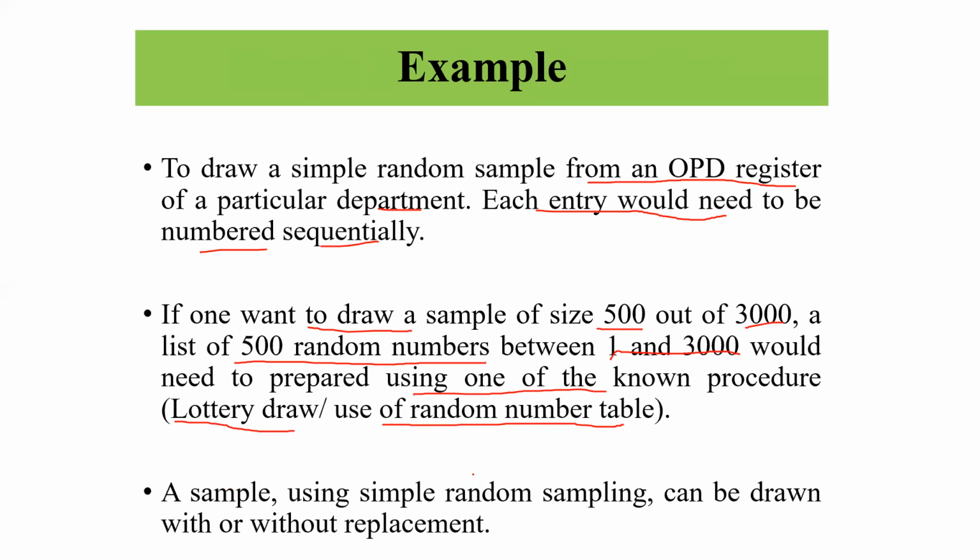A sample using simple random sampling can be drawn with or without replacement. There are two methods, with replacement or without replacement. With replacement means once we draw the sheet from the box, we have to put it back in the box, then draw the next sample, and without replacement we don't include that sample in the next draw.